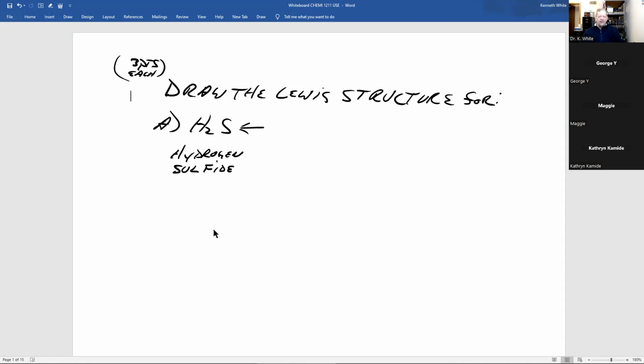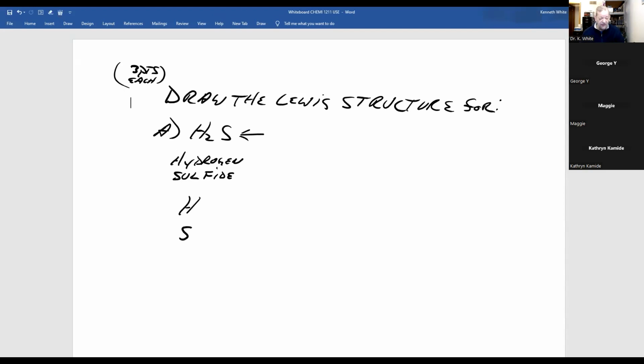Now, how do you draw the Lewis structure for hydrogen sulfide? You need to find how many valence electrons hydrogen and sulfur have. Oh, I forgot to open up something.